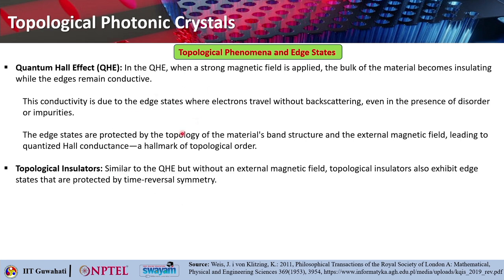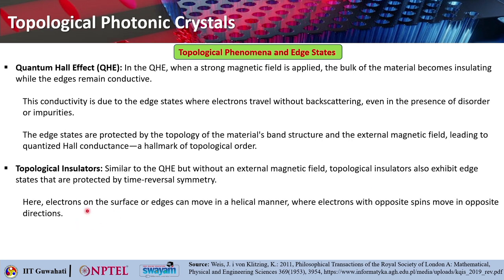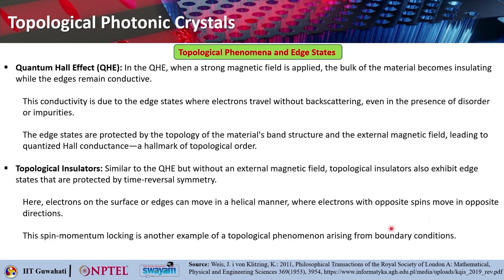So using these concepts, you can think of topological insulators, similar to the quantum Hall effect, but here without an external magnetic field. You can see that topological insulators can exhibit edge states which are protected by the time reversal symmetry. Here electrons on the surface or edges can move in a helical manner, where electrons with opposite spins will move in opposite directions. So this spin momentum locking is another example of topological phenomena arising from the boundary conditions.